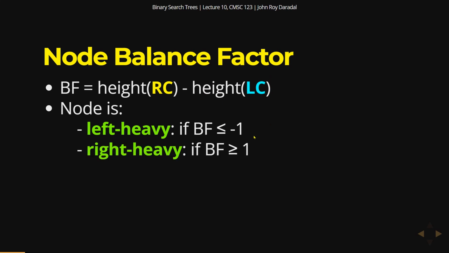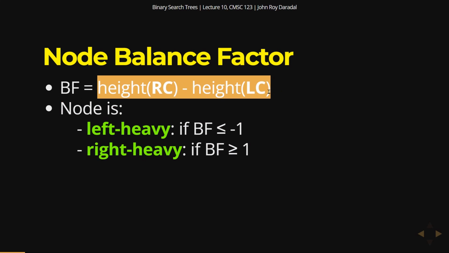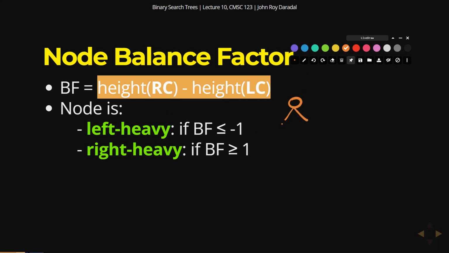The opposite of that is it's right heavy if the balance factor is greater than or equal to 1. So if this value here is greater, then this whole equation would be a positive value, right? So for example, 5 minus 4, so 5 is the right child, so that would be a positive value, right? So an example here is, let's say you have 3 here and then 4 here. So if it's 4 minus 3, this is 1, so it's positive, so this one is right heavy, right? Because the right child is heavier.